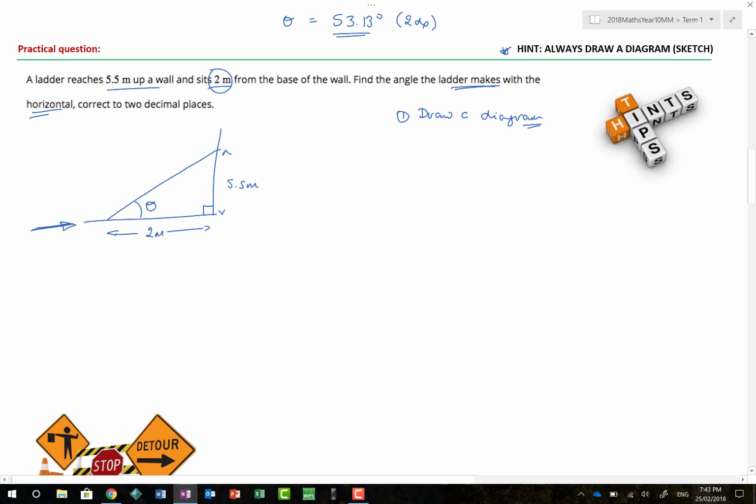Well, now we've got to try and work out what information have they given me. Well, that's my opposite. That's my adjacent. And I think from SOH CAH TOA, we get TOA. So tan of the angle is equal to the opposite divided by the adjacent. Writing out the identity to give me that 1 mark.